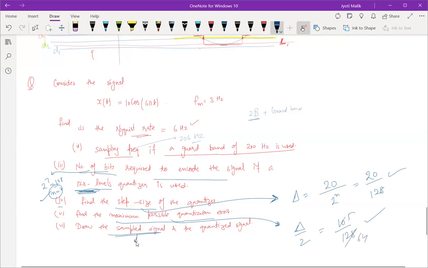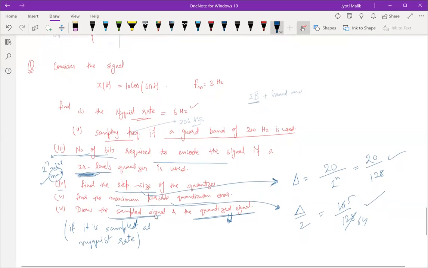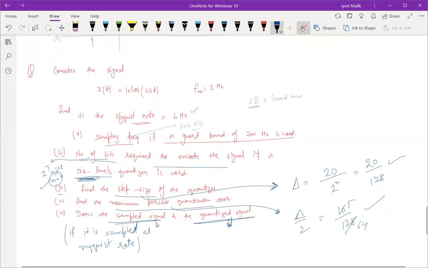Then you have to draw the sampled signal and the quantized signal. If it is sampled at Nyquist rate, because you have to tell at what sampling frequency it is sampled. So draw the sample signal in time domain as well as in frequency domain. Means the spectrum also you have to draw for the sample signal. Try to draw it and send me a picture.